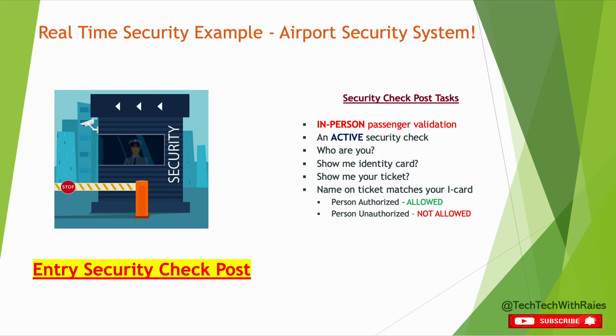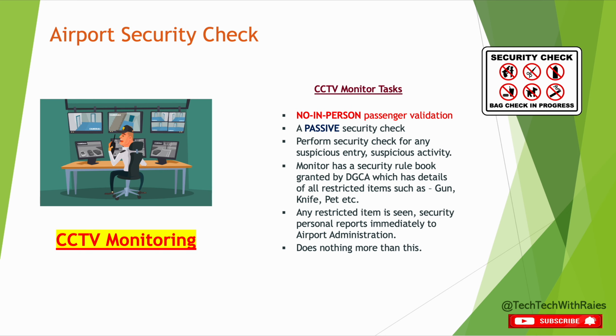When you reach inside the airport, there are multiple layers of security. We'll talk about other security systems available at the airport. One option is CCTV monitoring. CCTV monitoring is basically a passive security check where the person is not validated in person physically. Nobody is going to look at the person physically in this model.